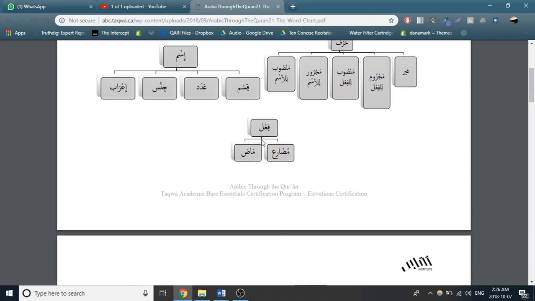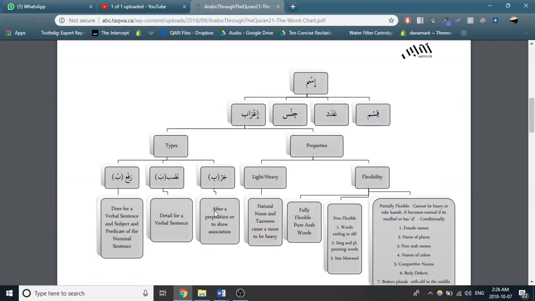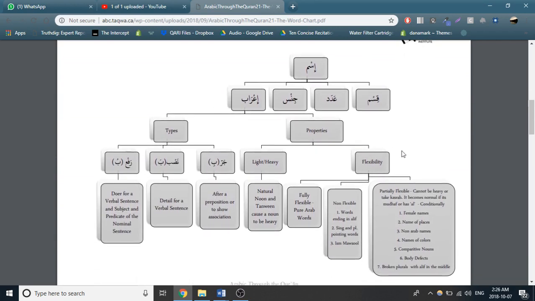So then there is fi'l, and there's 2 major types. There is madi, which is the past tense, and then there's mudari', which is the present tense, right? Within this, we'll find even more, and within this, we'll find even more, but we'll cover that when we return to class, inshallah. So let's break down the ism. This is the ism. Do not get overwhelmed. Trust, you've done all of this so far. Except this. But we're going to explain this, right?